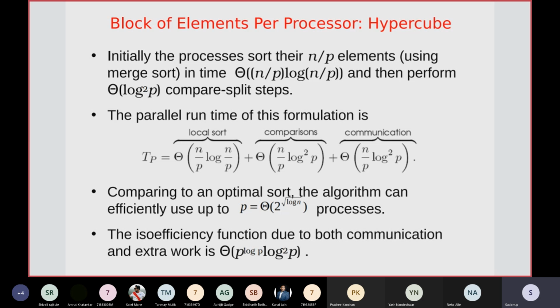The processors are arranged in increasing order of their IDs. So they need to communicate and exchange their sequences in order to sort those sequences in a proper order, either ascending or descending order. That kind of example we have seen in the last lecture, the compare split operation, where there is more than one element per processor.